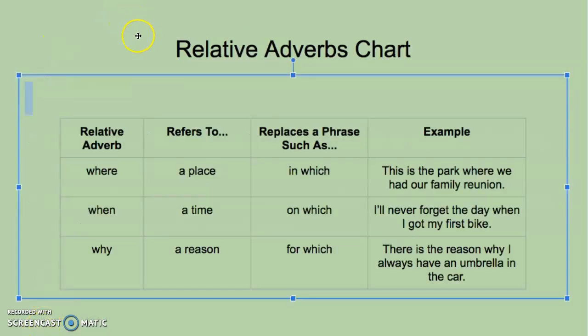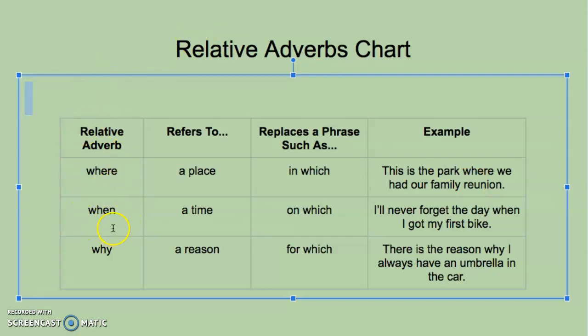All right, so let's take a look at this relative adverbs chart. The relative adverb where refers to a place. It replaces a phrase such as in which. An example of that is this is the park where we had our family reunion. The relative clause where we had our family reunion gives more information about the park. Using where instead of in which makes the sentence sound less formal and more conversational.